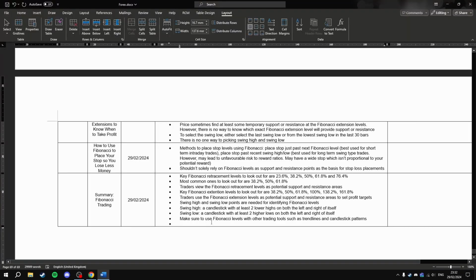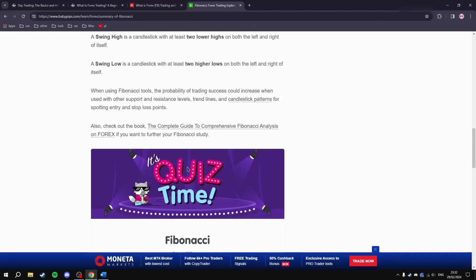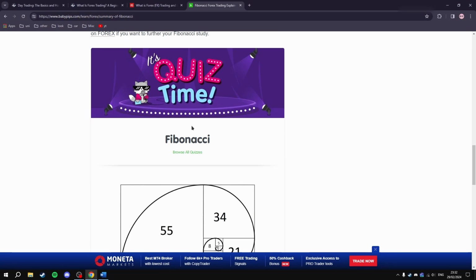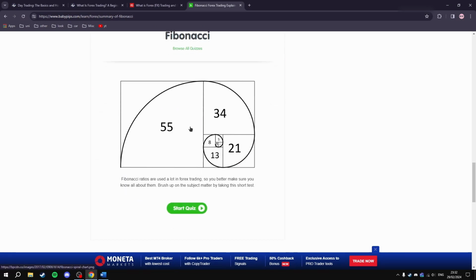So that's another book right here. Okay, quiz time. Fibonacci levels are used in a lot of Forex trading, so you better make sure you know all about them. Brush up on the subject matter by taking this short test.